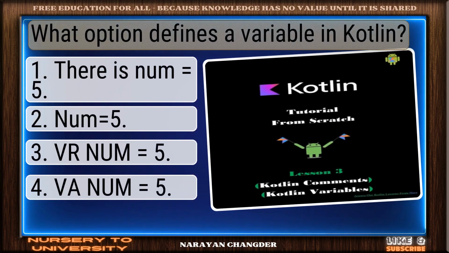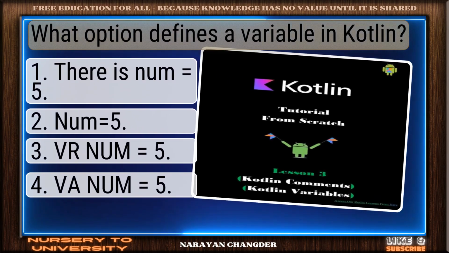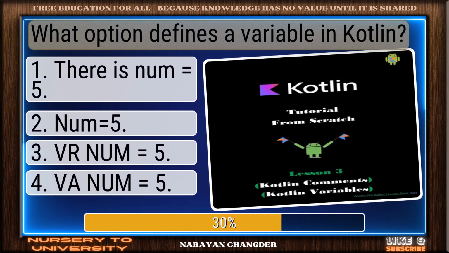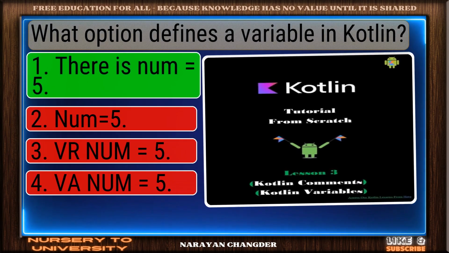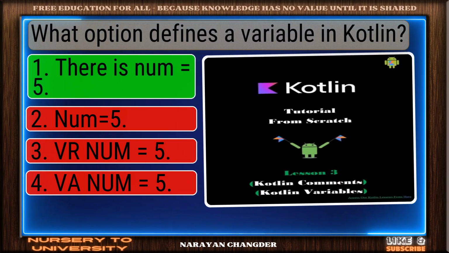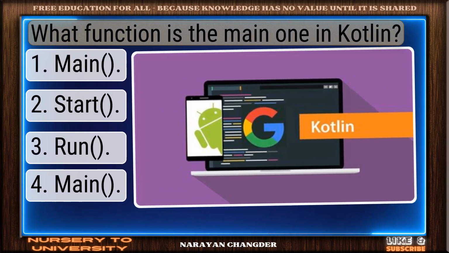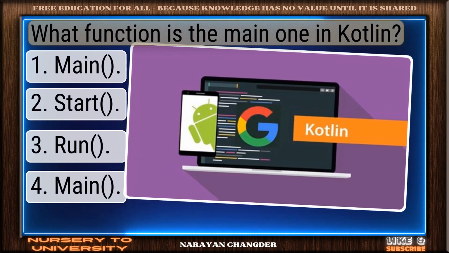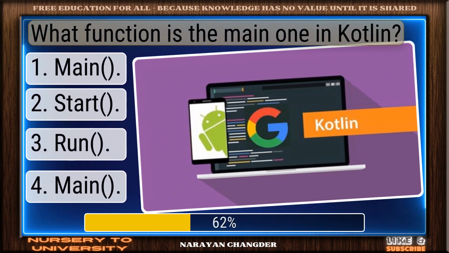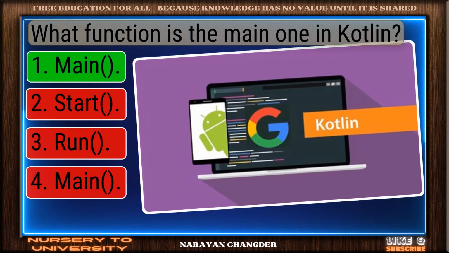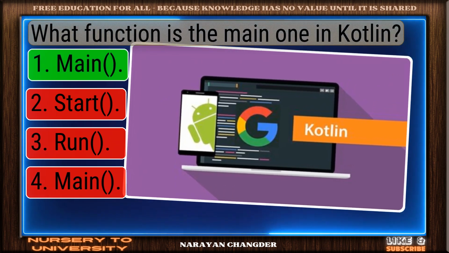Question number 59. What option defines a variable in Kotlin? Bravo. Val num equal to 5 is the answer. Question number 60. What function is the main one in Kotlin? Good thinking. Main is the right answer.